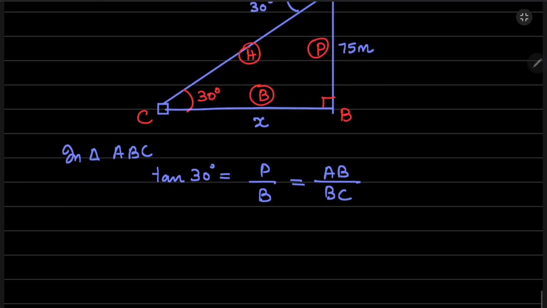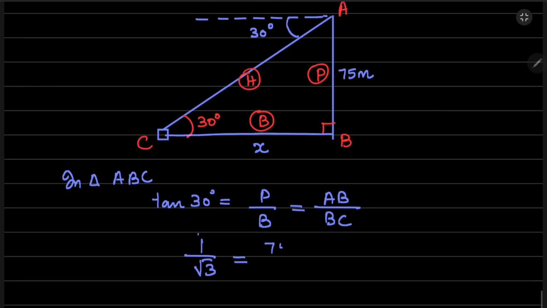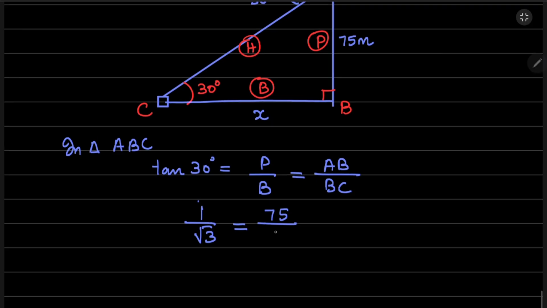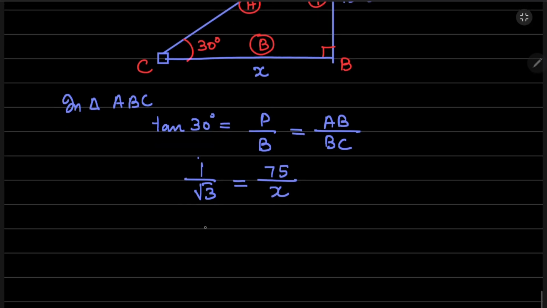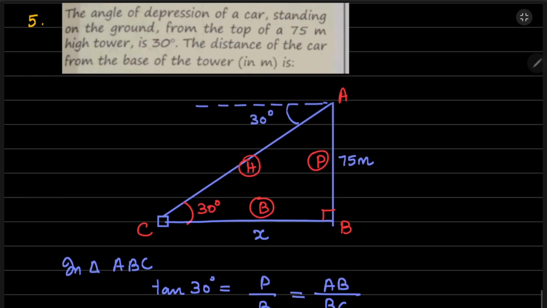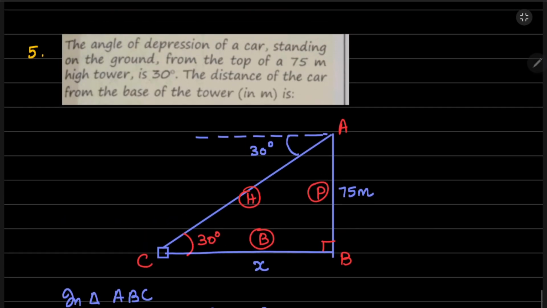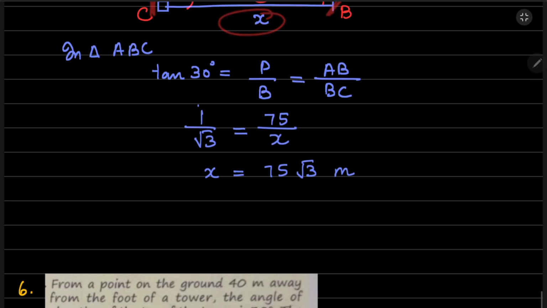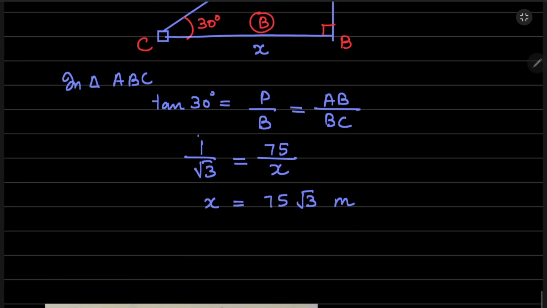Tan 30 is nothing but 1 by root 3. 1 by root 3 is equal to, what is AB? 75. What is your BC? It's x. Just cross multiply. You will get x is equal to 75 root 3 meters. What is x? x is nothing but the distance between the car and the base of the tower in meters. So you can just write it.